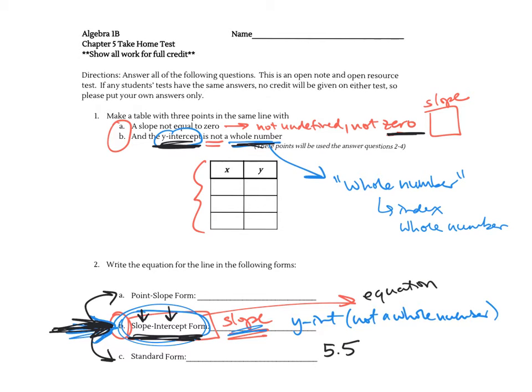So write that, and then write it in point slope form and write it in standard form. And if you forget how to do that, look up in your notes. Point slope form I think was 5.4.